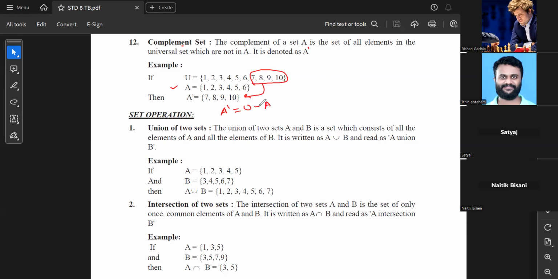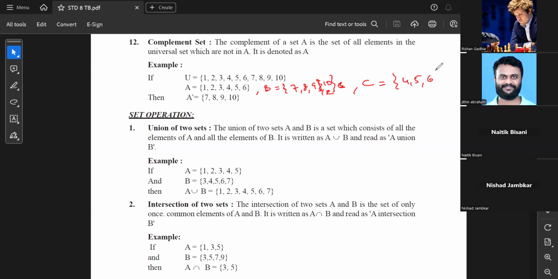Yes, Rishan, tell me. Sir, what if we have more than one set? For example, if we have A, B, and C. I understood your query. I'll explain. Let's say A has what it has. You have another set called B, which is nothing but 7, 8, 9, maybe 10 also.